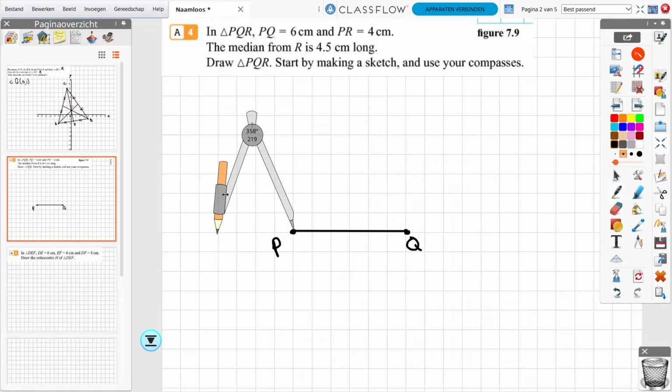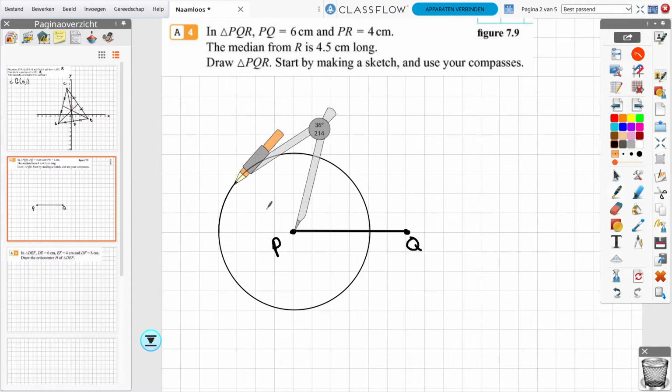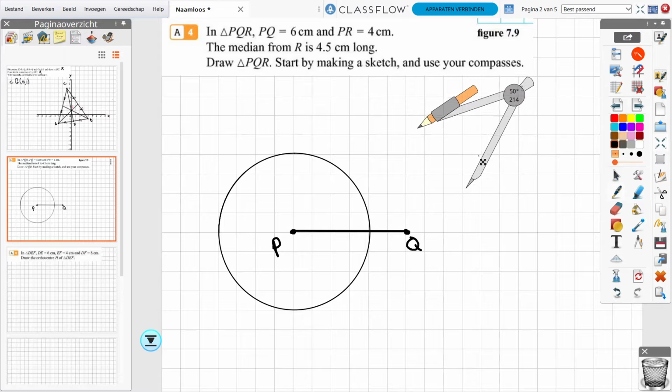1, 2, 3, 4. And if I now want to, I'm going to do this a bit less bold, like this. We now know that R must be somewhere on this circle, because if that's the case, then R is 4 centimeters away from P. And of course, we don't count this point here, because then it won't be a triangle. But all the others are a possibility, and even this one here. This one, of course, I still get a straight line. All the others are a possibility.